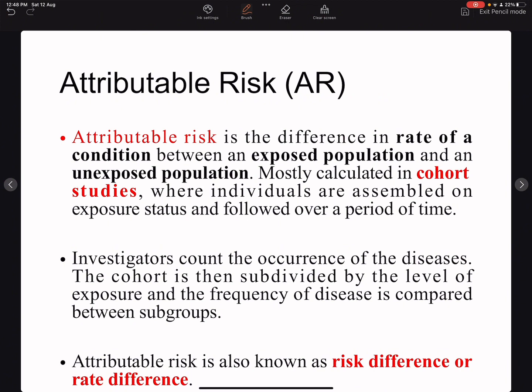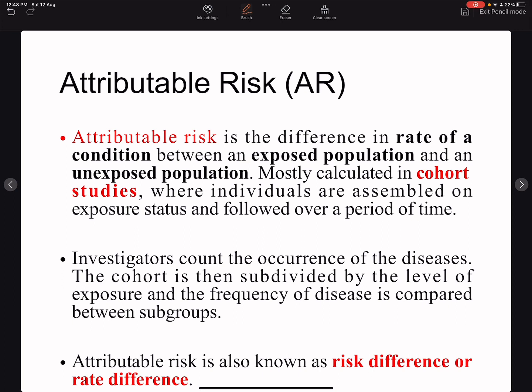Now we have another important assessment tool, which is the attributable risk. By attributable risk, we mean the difference in rate of condition between the exposed population and the unexposed population. Mostly it is calculated in cohort studies where the individuals are assembled on exposure status and followed over a period of time.